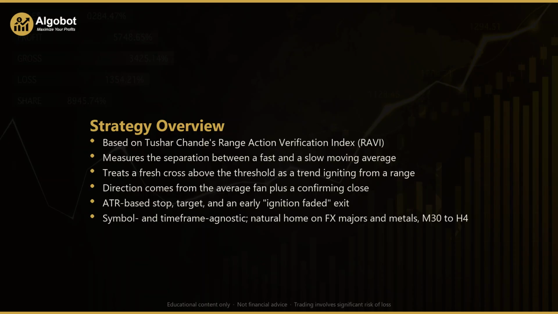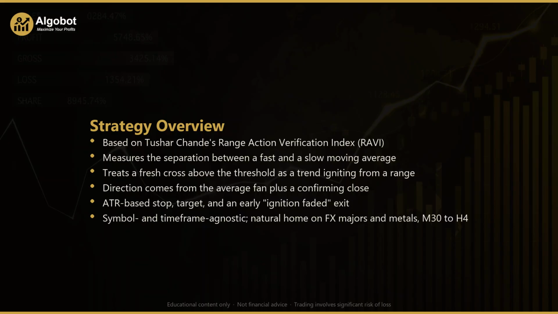At its heart, Range Action Trend Ignition watches two simple moving averages, a short responsive one and a long slow baseline, and it measures how far apart they have pulled. That distance, expressed as a percentage of price, is the Range Action Verification Index, or RAVI. When the two averages are tangled together and sitting almost on top of each other, RAVI is small, and the market is essentially ranging or chopping sideways with no clear direction. When the averages separate decisively, RAVI rises, and that separation is the footprint of a developing trend.